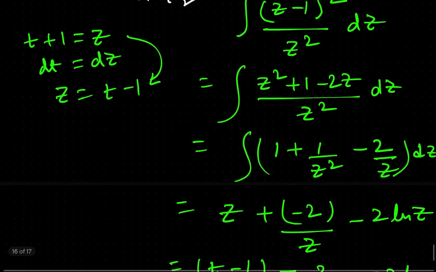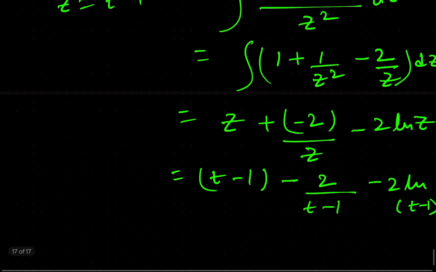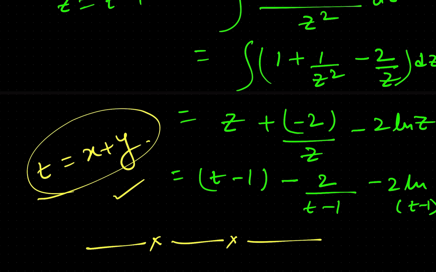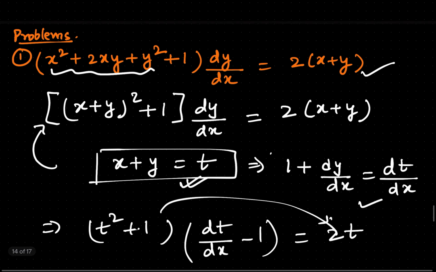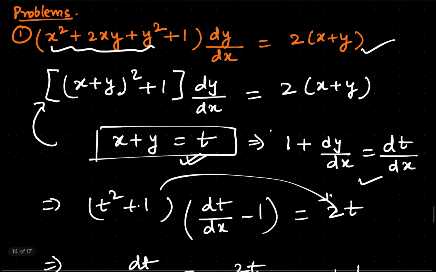Now you just have to substitute this in the parent equation, and in place of t you have to replace with x plus y, because initially we have used this. So then you can get your final answer. So I hope that you have liked this question. This is a very good question that you can go with. So I hope that you have understood this variable separable method.